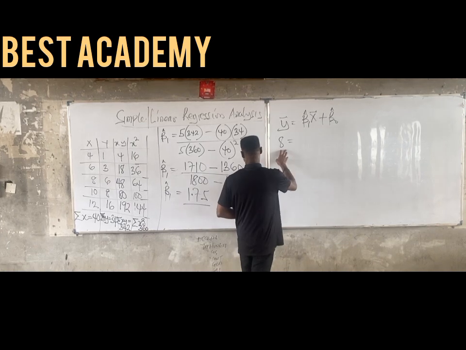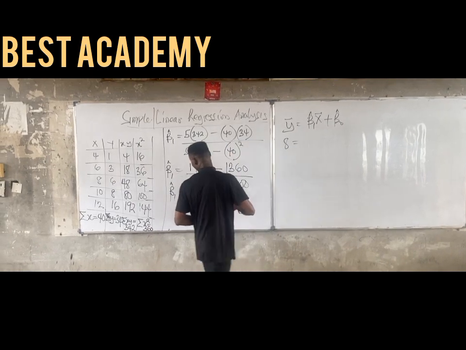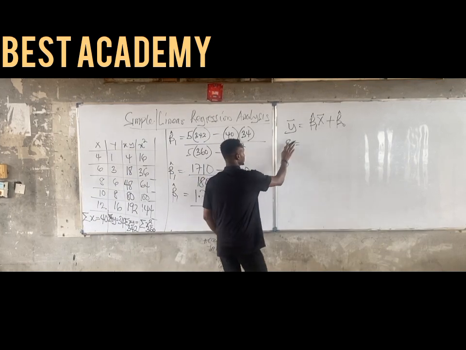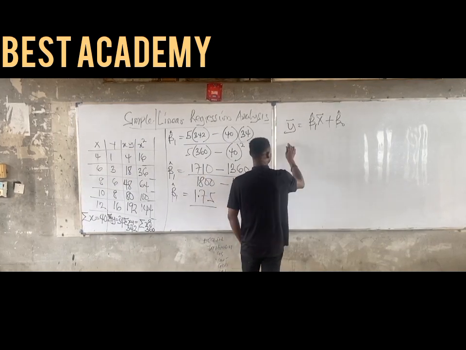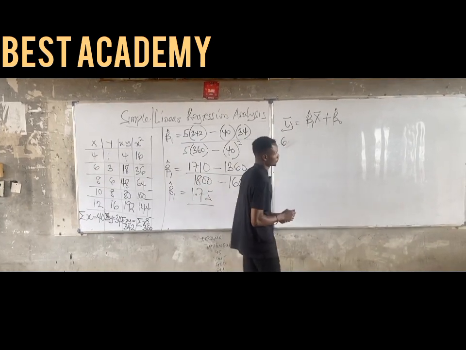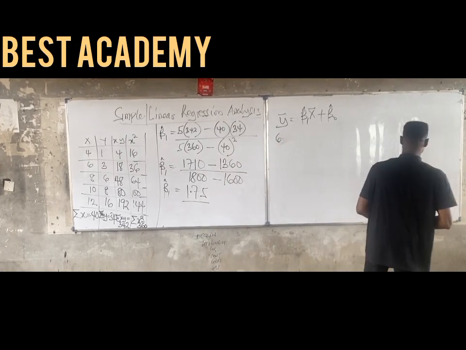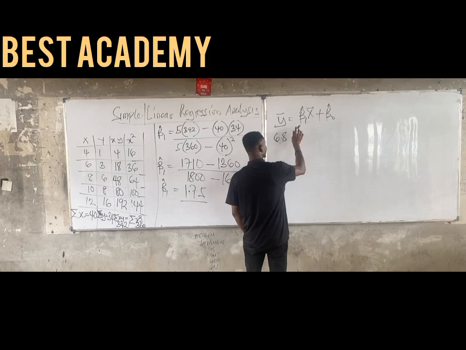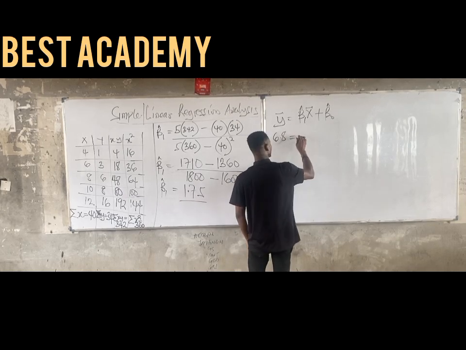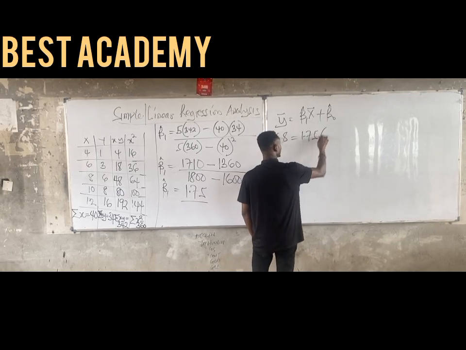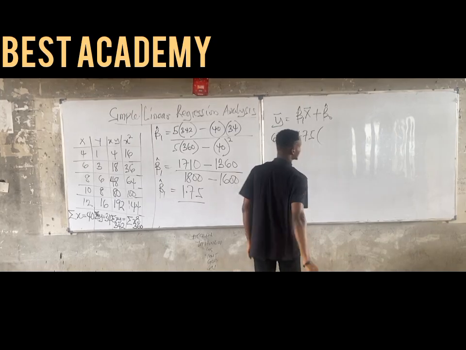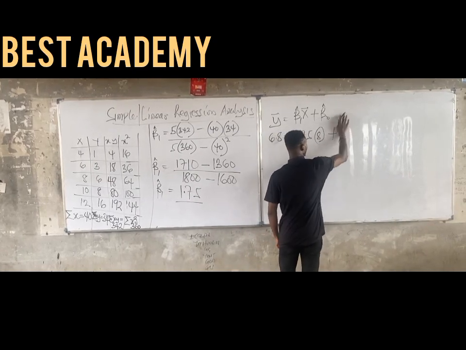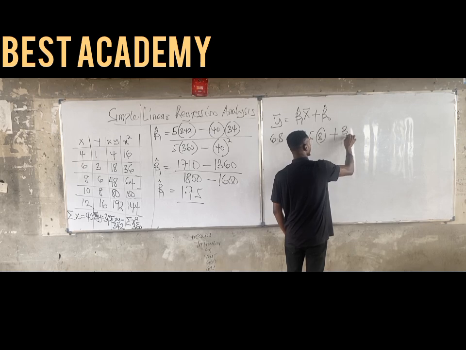The value of s bar divided by 5 here will give us 8. Okay, this will give us 6 point something. We got 6.8. That is equal to beta 1 hat, which is 1.75 into s bar, which is 8. Please take note, plus beta not hat.